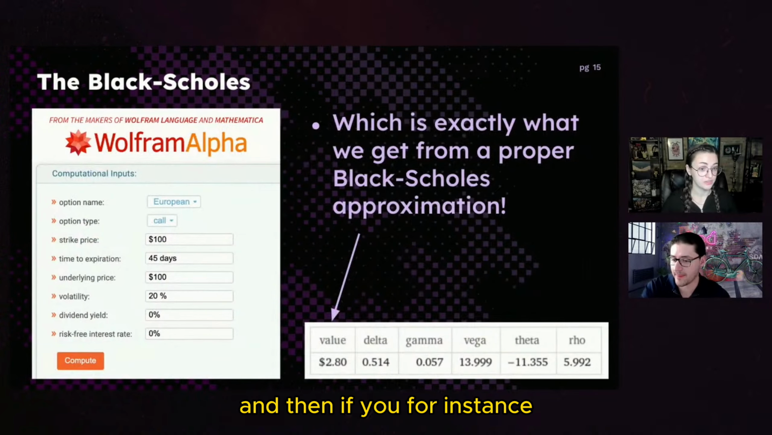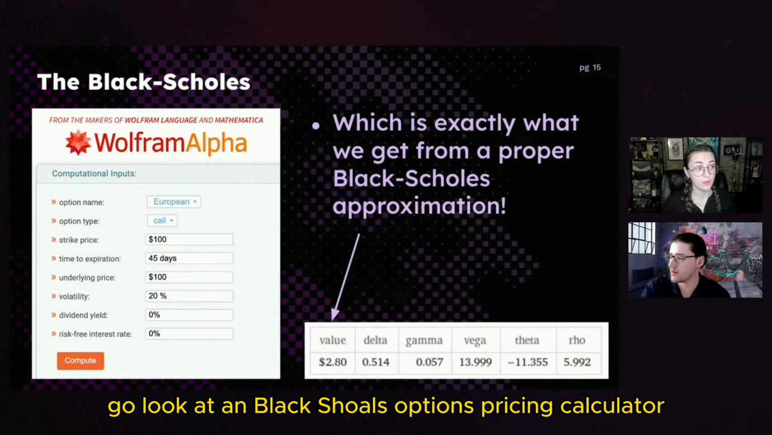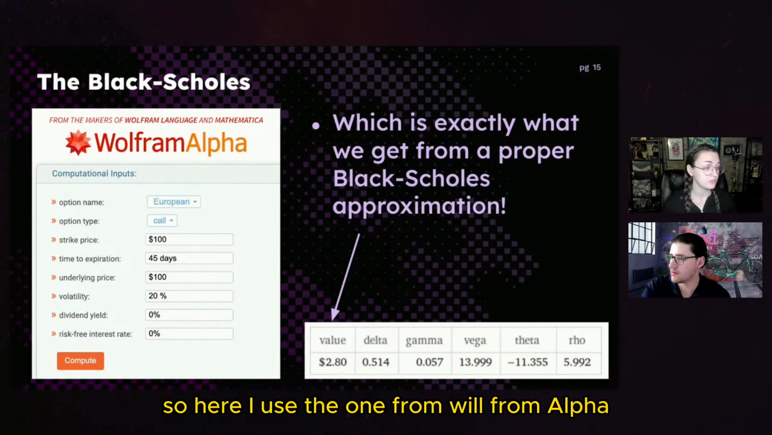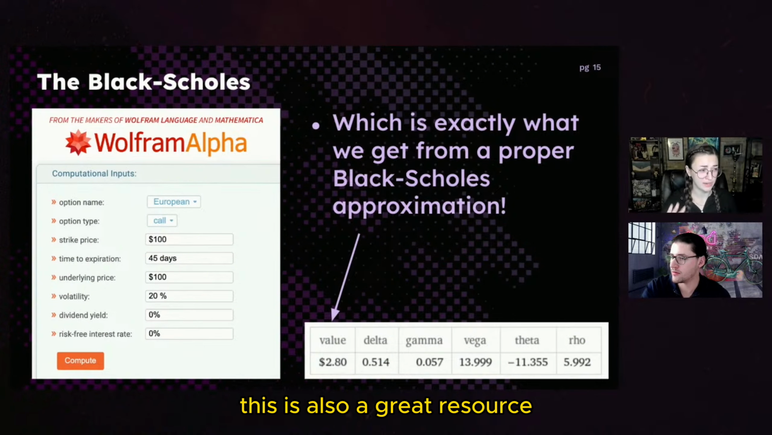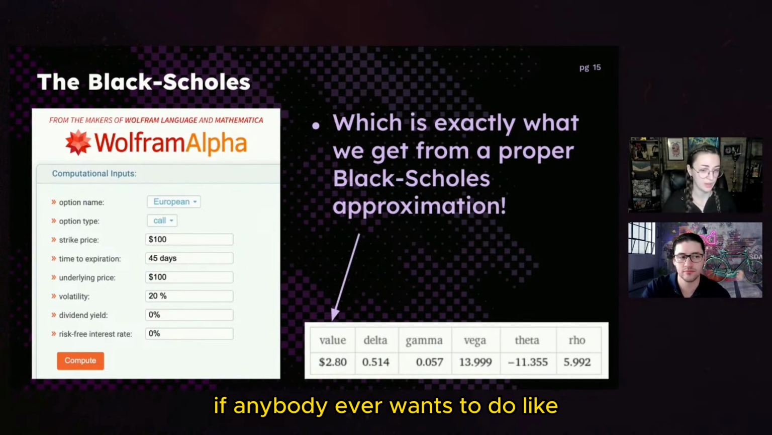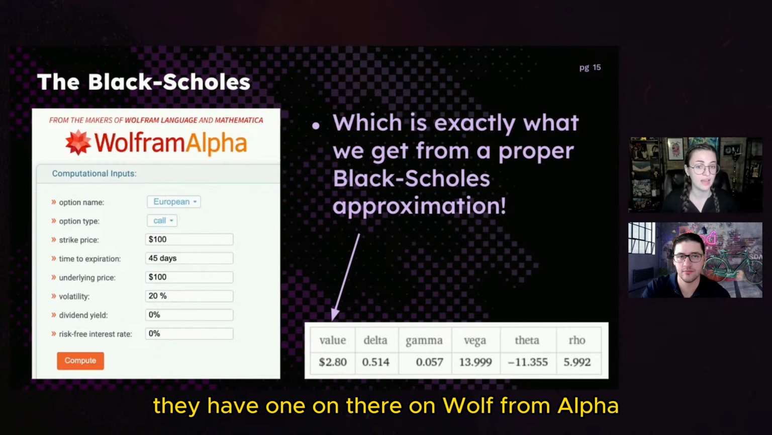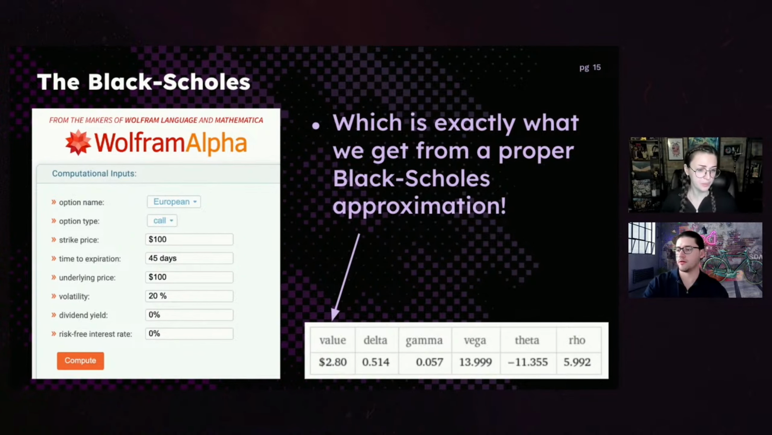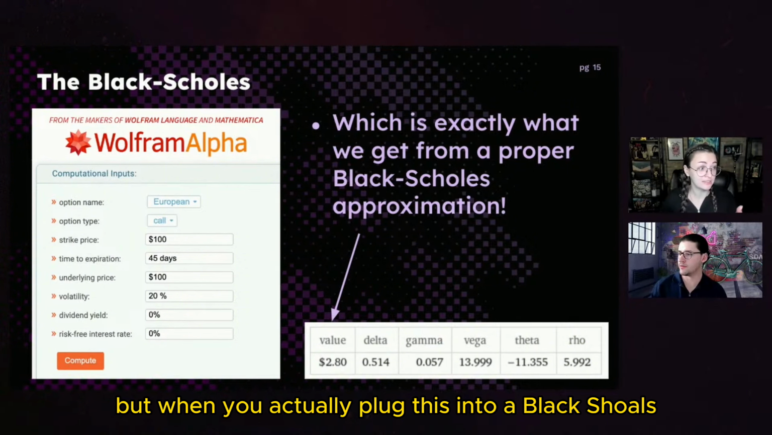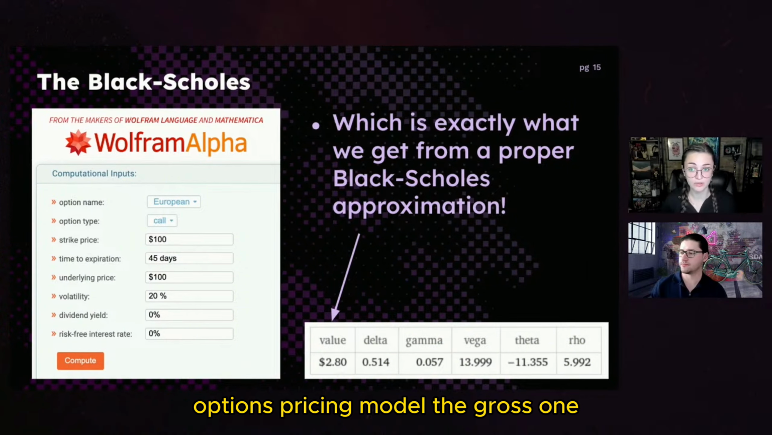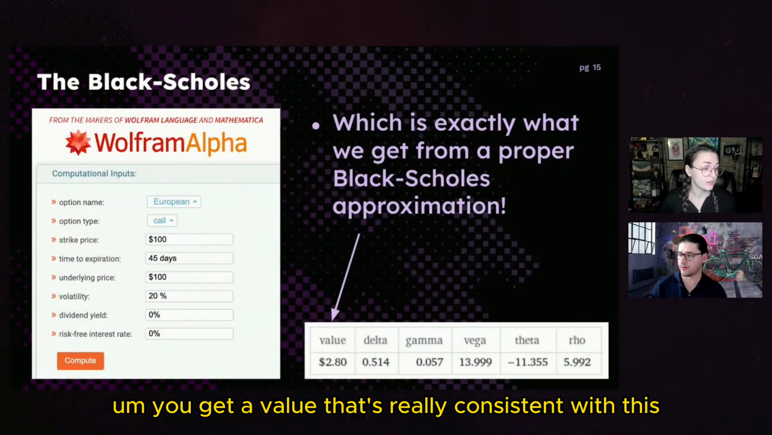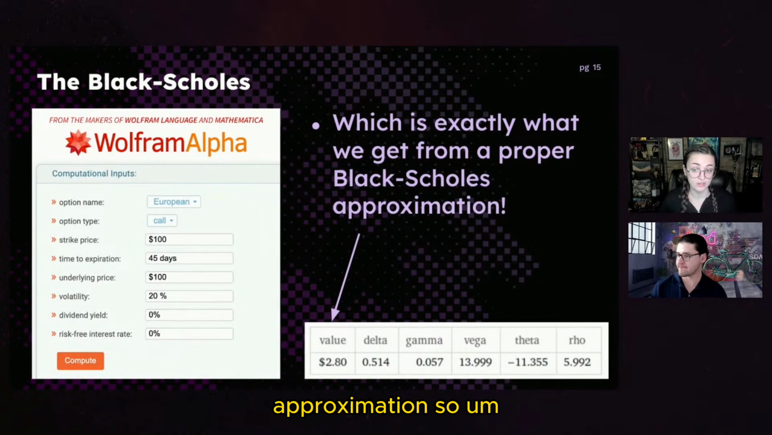And then if you, for instance, go look at a Black-Scholes options pricing calculator, here I used the one from Wolfram Alpha. This is also a great resource if anybody ever wants to do back-of-the-envelope Black-Scholes calculations or Black-Scholes estimations. They have one on Wolfram Alpha. But when you actually plug this into a Black-Scholes options pricing model, the full one, you get a value that's really consistent with this approximation.